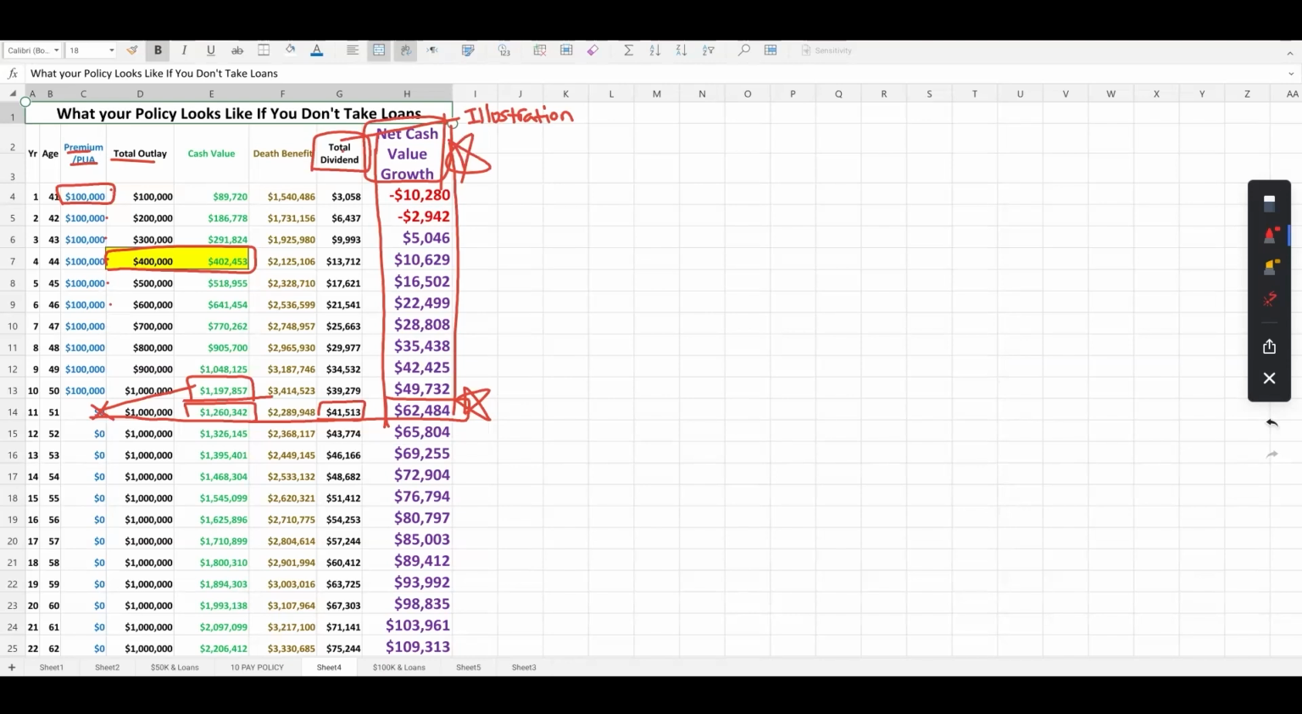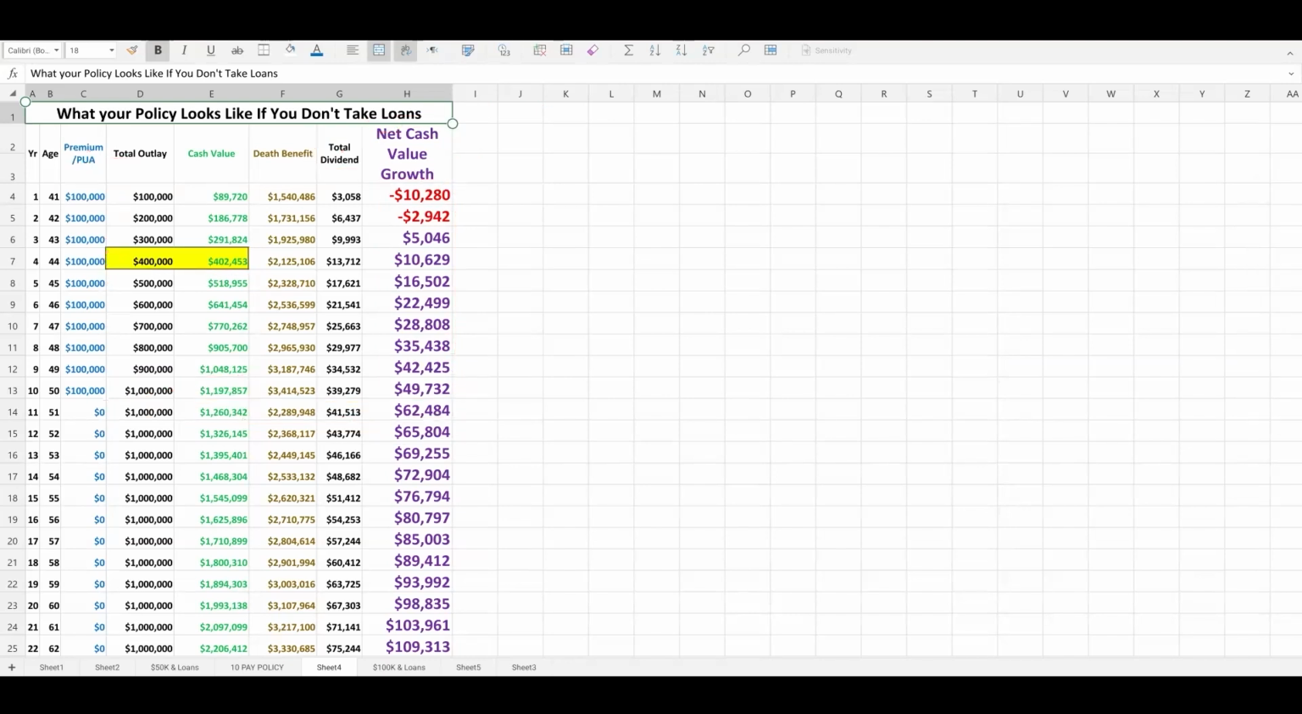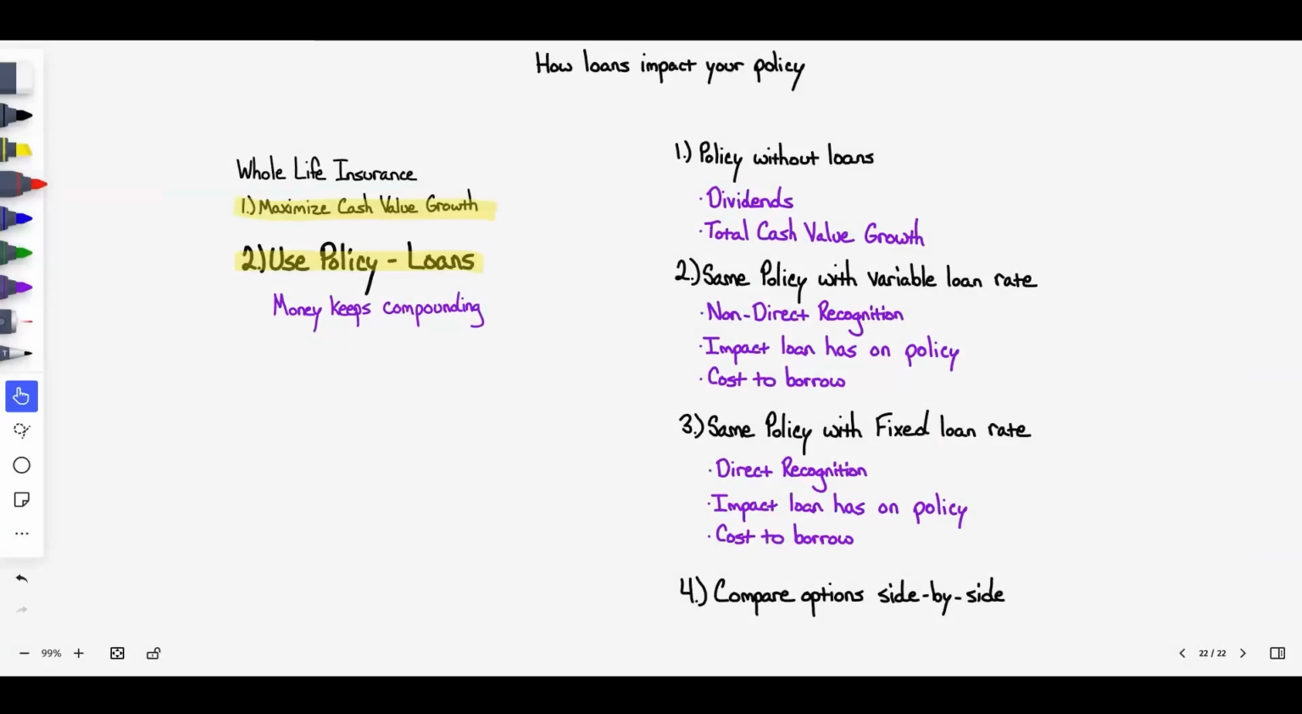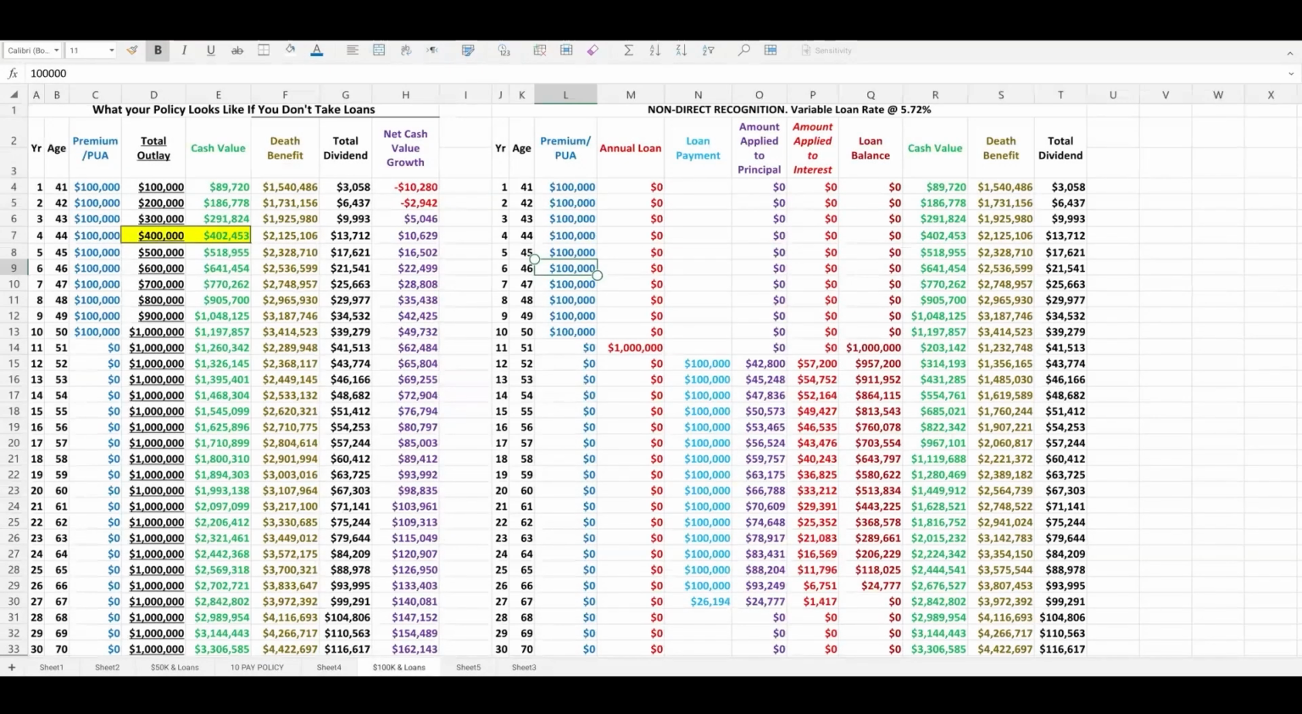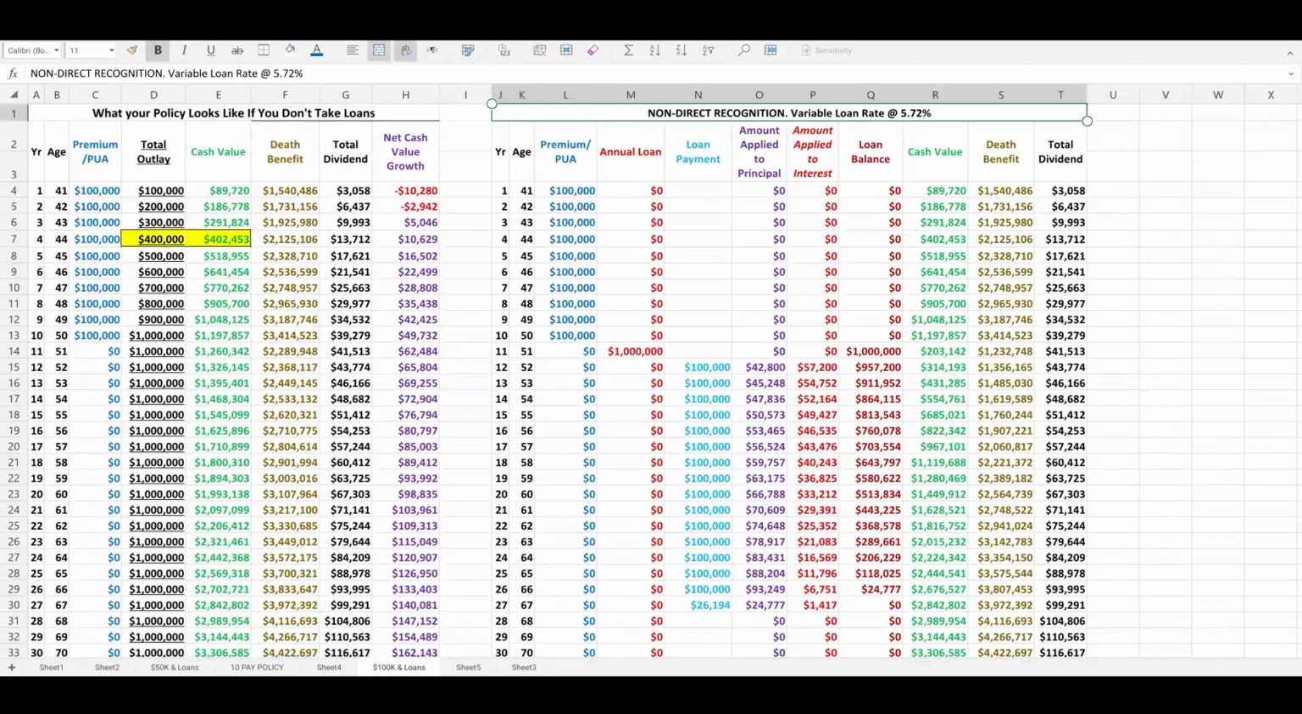That'll be important when we compare it to loans because I want to see what is the policy growing by compared to what I am paying in loan interest? So let's do that, and we will look at the variable loan first. So item number 1, check onto the variable loan. To begin, on the left, you've got exactly what we just looked at. There's the funding. This is the exact same policy. Column in the purple is the net cash value growth each year.